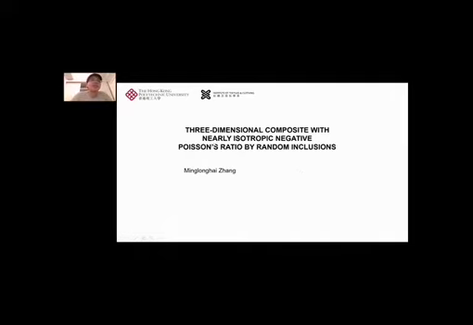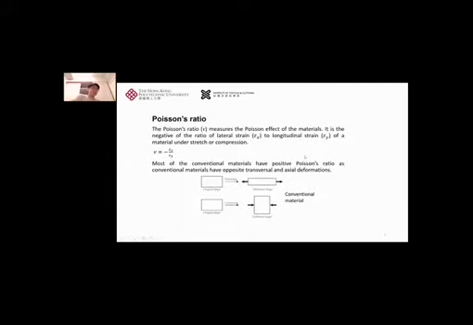So today I'm going to talk a little bit about my PhD research, which is about developing the three-dimensional composite with nearly isotropic negative Poisson's ratio by random inclusions. Let me start by giving you some background information. The Poisson's ratio measures the Poisson effect of the materials. It is the negative of the ratio of lateral strain to longitudinal strain of a material under stretch or compression. It can be calculated from this equation.